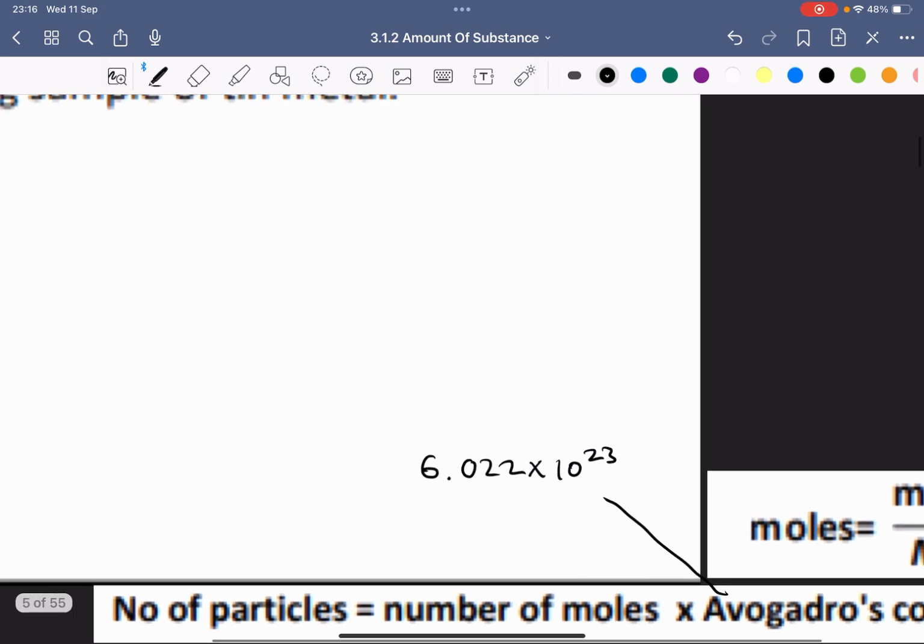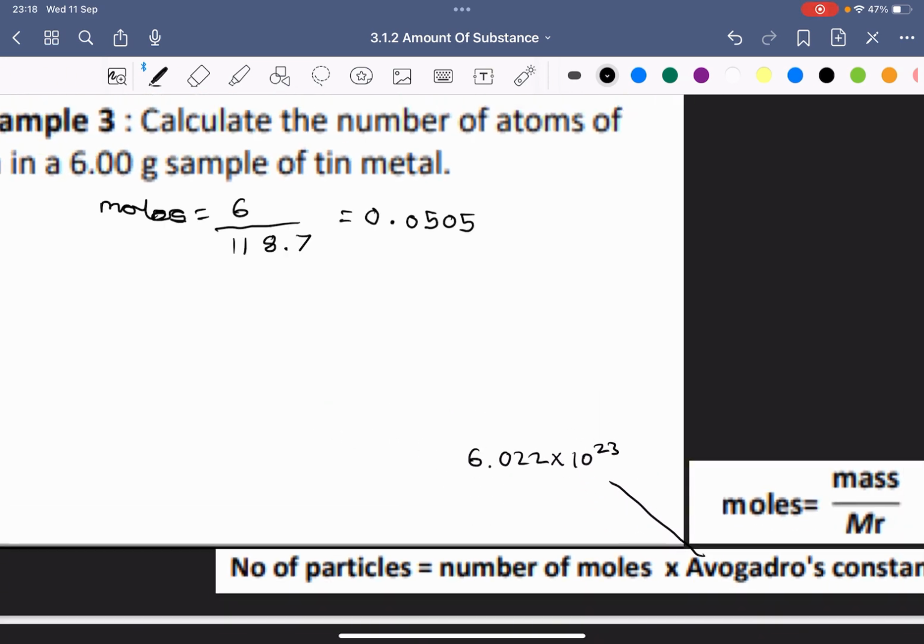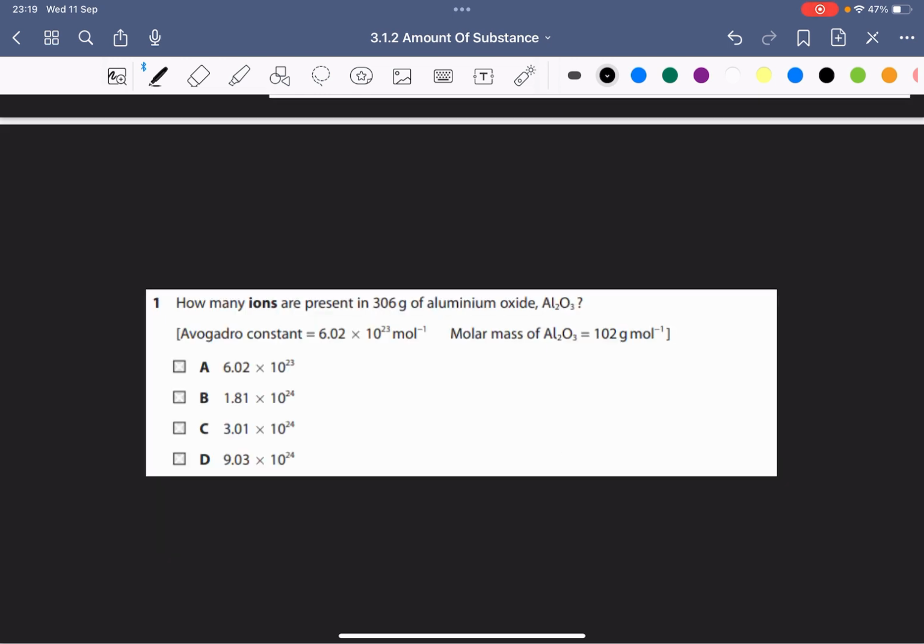So we get, alright, now that we have a number of moles, we can times this by Avogadro's constant to work out the number of atoms of tin we have. Alright, and this is the number of atoms of tin that we have. Alright, here's a 1 marker for you guys to try. Pause the video, try it yourself, and play to see the answer.